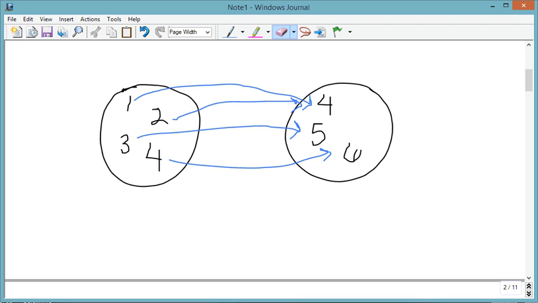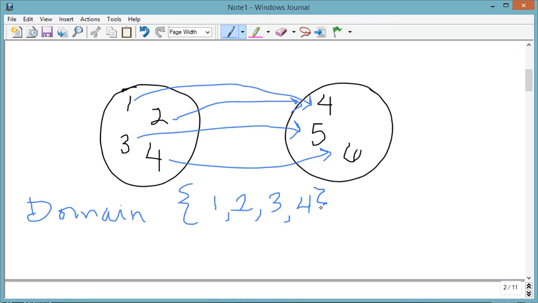So when we find domains, we write it as a set. The domain of this is the set of numbers 1, 2, 3, and 4. I'm doing it in set brackets because I can list them. The range here would be 4, 5, and 6. Domain and range are not always the same. They're not always the same size. They could be, but they don't have to be.